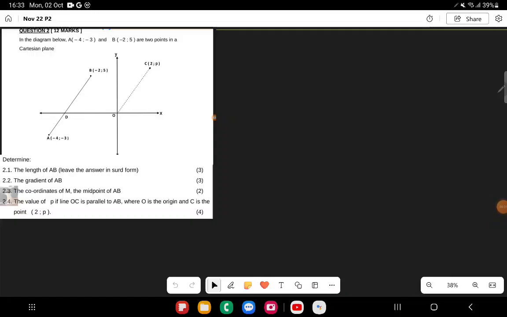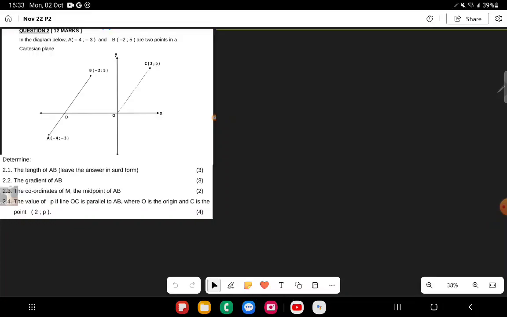November 2022, paper 2, question 2. This is Pure Maths, grade 10. In the diagram, you have A and B, which are 2 points on the Cartesian plane. Question 2.1 says, what is the length of AB?